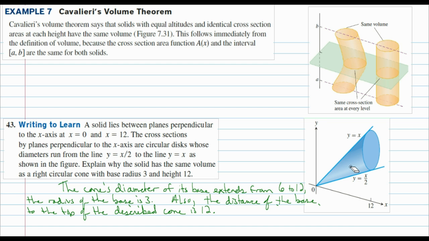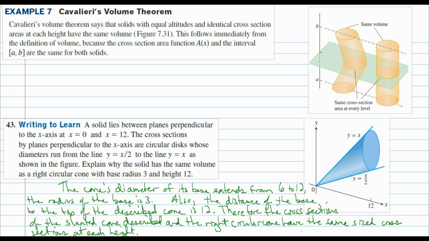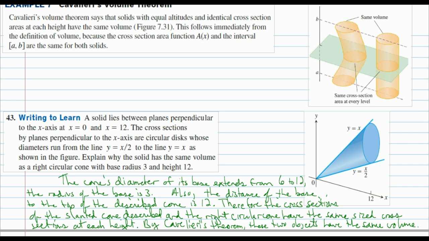Its height is 12. So now I showed that the cross sections of the slanted cone described here in the problem and this right circular cone have the same size cross sections at each height. They have the same altitude and the same base, and they're both shaped like a cone. Therefore, by Cavalieri's theorem, these two objects have the same volume. So again, by showing the two foundations of Cavalieri's theorem, that they have equal altitudes and identical cross sections, I can use his theorem to show that they have the same volume.